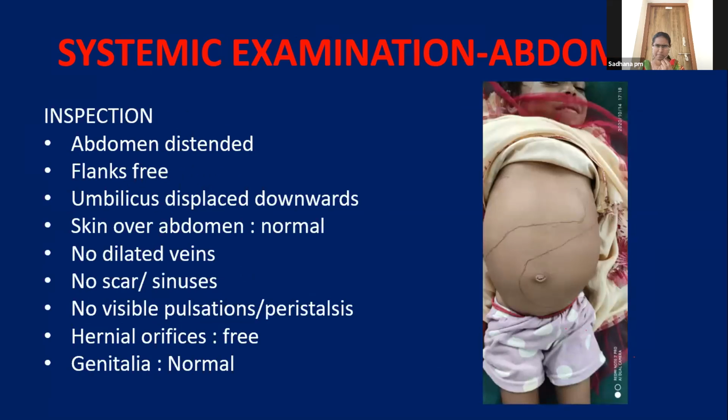Sir, present. Coming to the systemic examination of the abdomen, on inspection, the abdomen is grossly distended and the flanks are free and the umbilicus is displaced downwards. Skin over the abdomen is normal. There is no dilated vein, no scar or sinus seen. There is no visible pulsation or peristalsis. Hernial orifice is free and genitalia is normal.